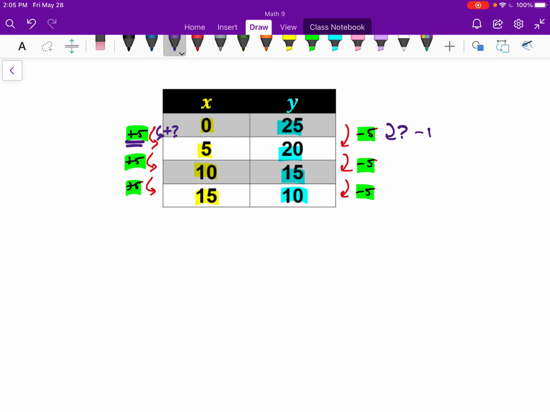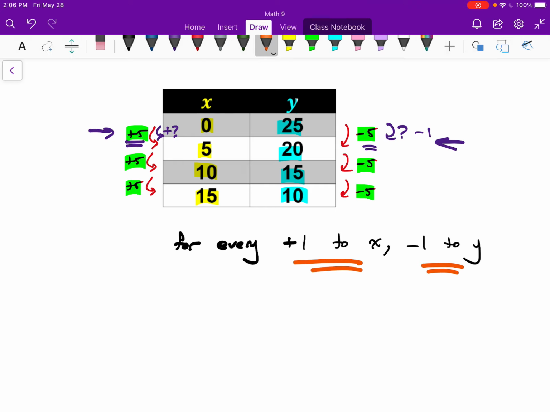If we go up by 5 and this goes down by 5, then it makes sense that if this goes up by 1, this will go down by 1. If this goes up by 2, this will go down by 2. I can now see that relationship. And so what's much more useful to me is what I just said, that for every plus 1 to x, I'll just say minus 1 to y. Now that I see that, for every 1 that I add to x, I subtract 1 from y.